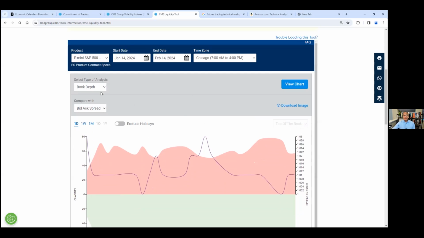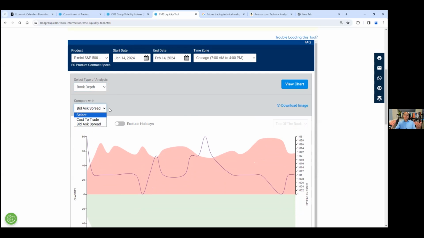So the liquidity tool can show you three different things. Here's what I use it for. I use it for book depth, but you can actually do a bunch of comparisons. So book depth is going to show you how many contracts are sitting on the bid, how many contracts are sitting on the ask. The more contracts you have on the bid and ask, the more liquidity you have in the marketplace, the more it takes to actually move price. You want to have a very liquid market.